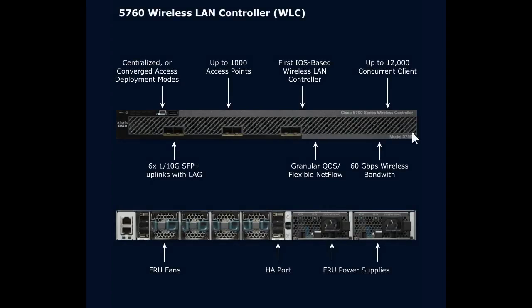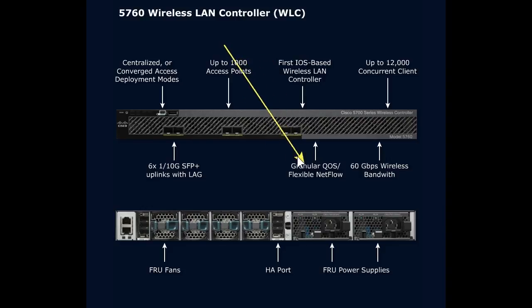Finally, we get to the top of the heap, the 5760 wireless LAN controller. Now, the 5760 is interesting because it can function in either a centralized or a converged way, right? So it just depends on how you want to roll it out. But it supports up to 1,000 access points and 12,000 concurrent clients. It has multiple ASIC chips that are able to give us high-speed wireless integration. First IOS-based wireless LAN controller, very cool.